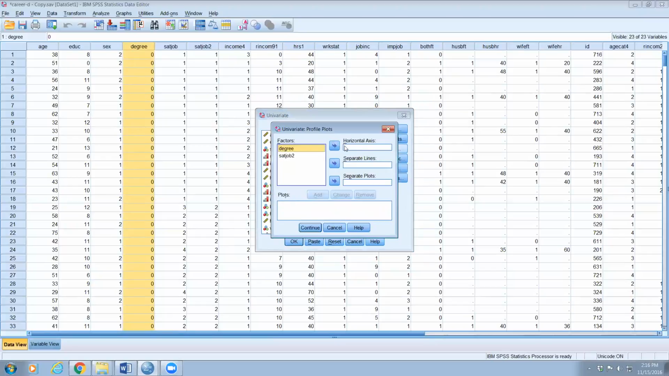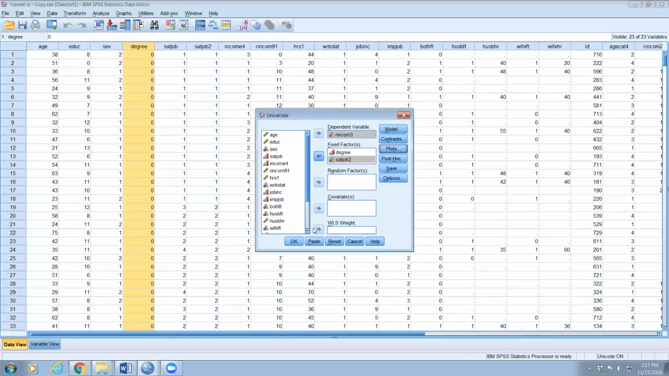For plots, we want to create a line plot with the degree on the horizontal axis, and we want a separate line for each satisfaction level here. So we're going to do that. We're going to add this one and continue here.